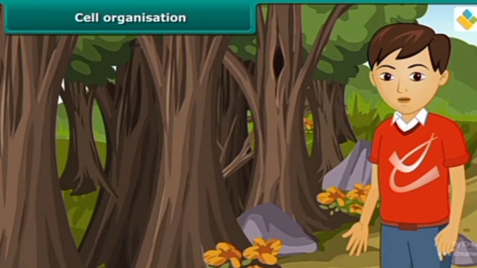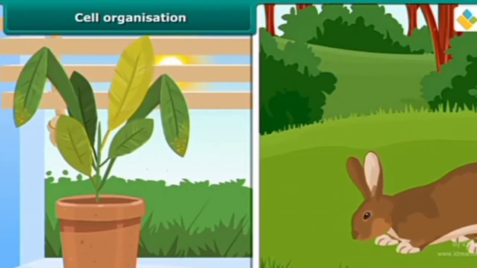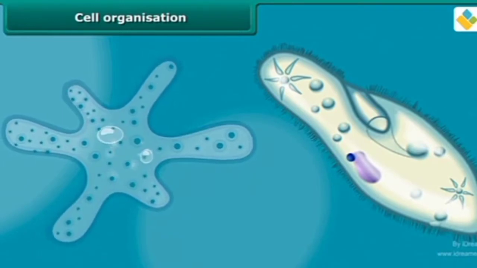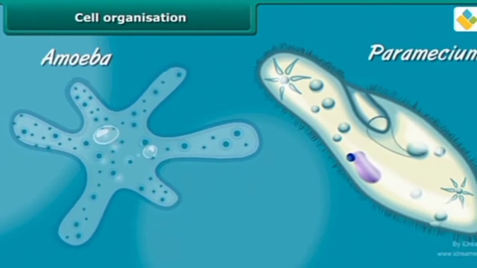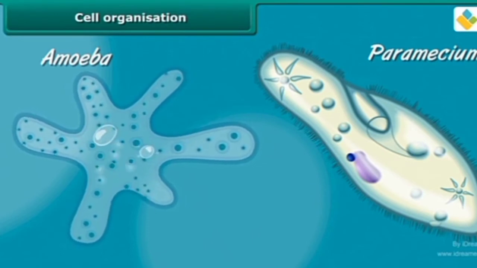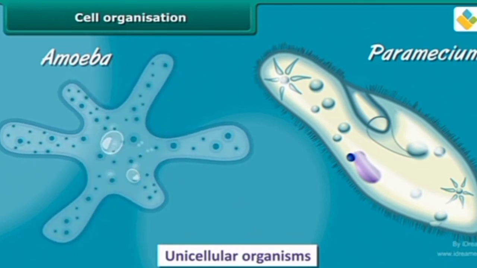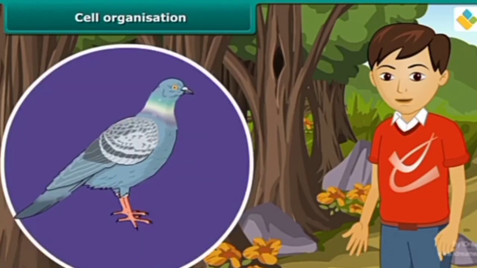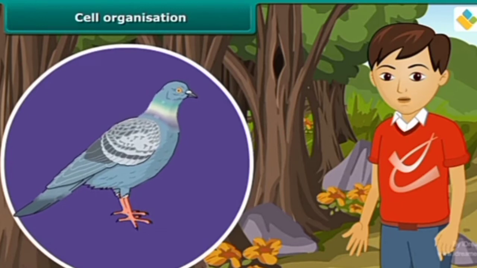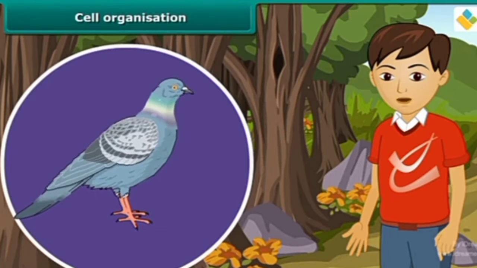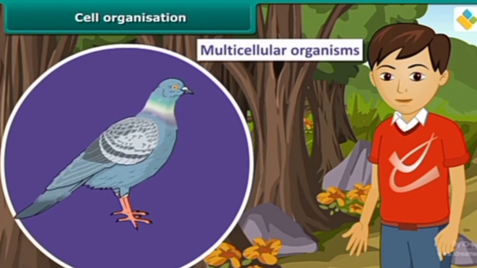All living organisms, plants or animals, are comprised of cells. They may be unicellular or multicellular, depending on the number of cells in their body. Small-size organisms like amoeba and paramecium are made up of one cell. They are called unicellular organisms. Human beings, pigeons, and mango trees are made up of many cells, so they are called multicellular organisms.